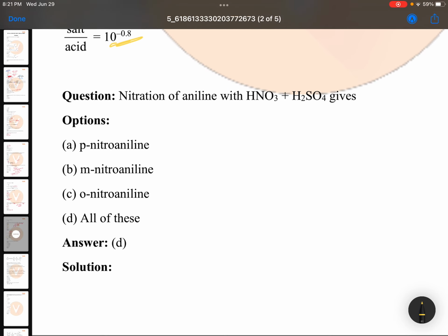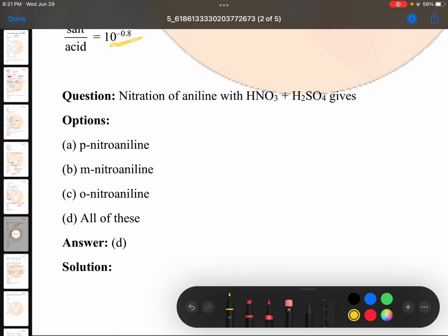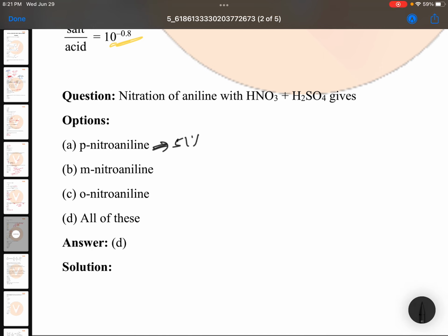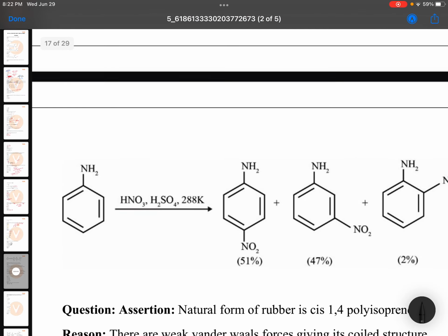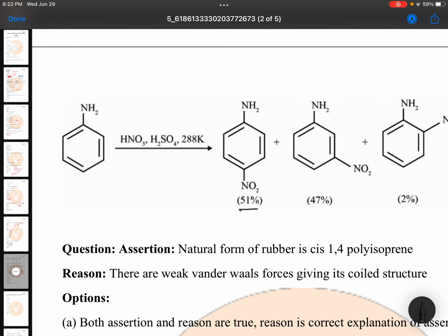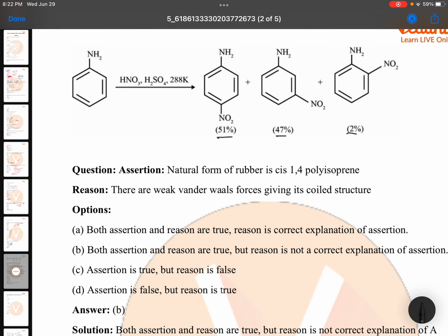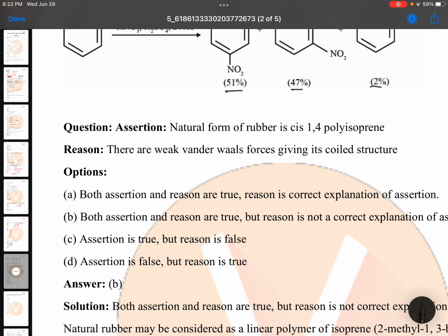Nitration of aniline with HNO3 H2SO4 gives this question. I think you have said so many number of times. Paranitroaniline 51%, metanitroaniline 47%, and orthonitro 2%. All these are found because it becomes anilinium. Okay, now I think 4-5 years back this question is asked in JEE Main.